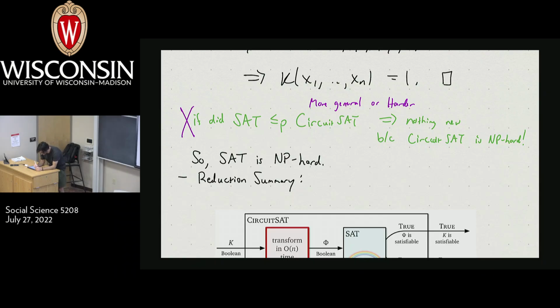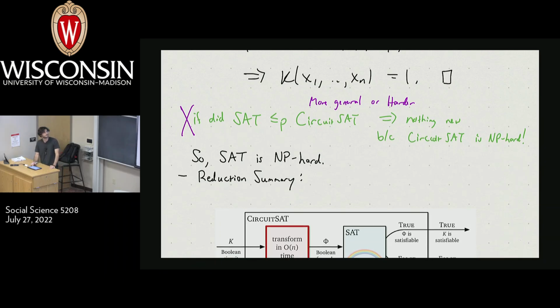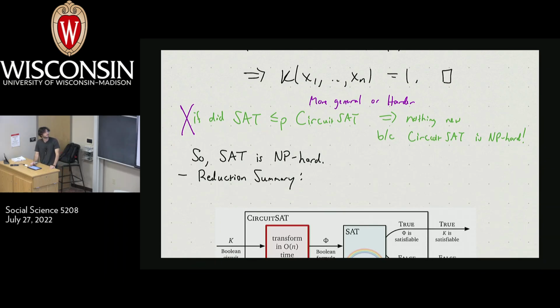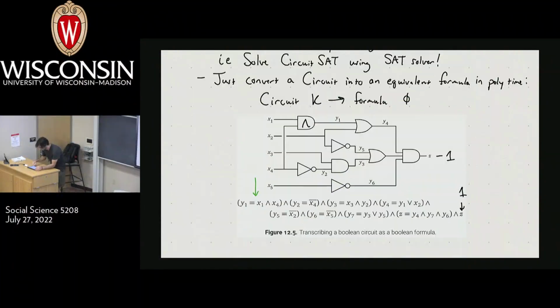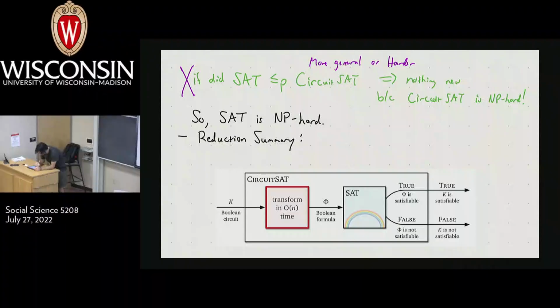So this is not useful. If you want to prove a problem's hard, you show it's harder than a hard problem. That's why we reduced it the other way. So what we did do was we showed circuit SAT reduces to SAT.